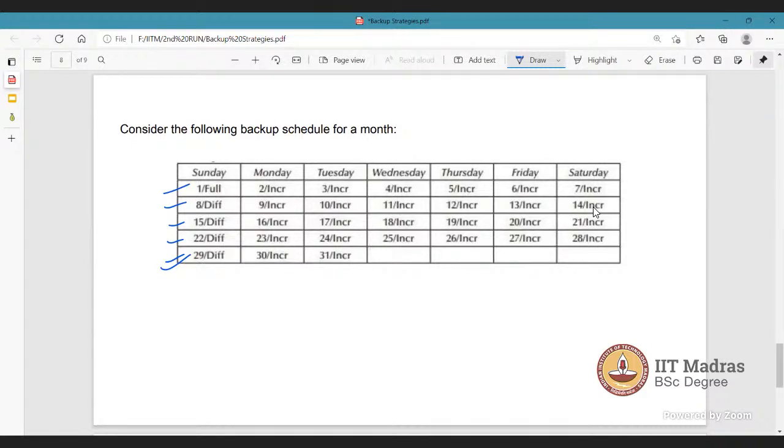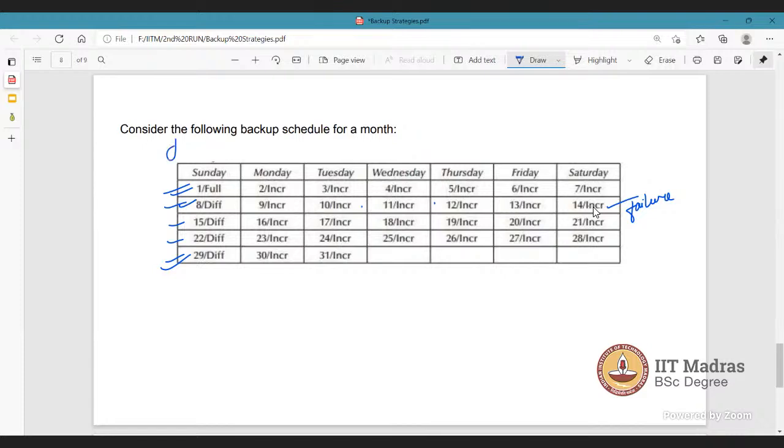Now, one more question that I'd like to ask is, say for example, a failure has occurred on the 14th, right? A failure has occurred on the 14th. Now, can anybody tell the number of backups that will be required? Anyone? One full backup, and one differential and 6 incremental. Yes, that's right.